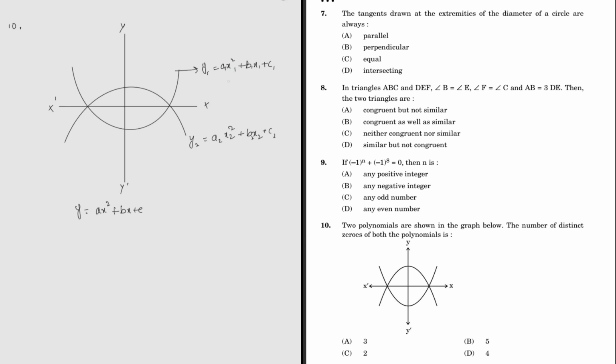Now this polynomial has two zeros and this polynomial has two zeros, since it hits the x-axis at 2 points. And we can see that the 2 points are same. I mean the two zeros of the two polynomials are same. So we only have two distinct zeros. One is this one, and the other is this one. So these two are the distinct zeros of the two polynomials. So the answer will be 10th C, 2.